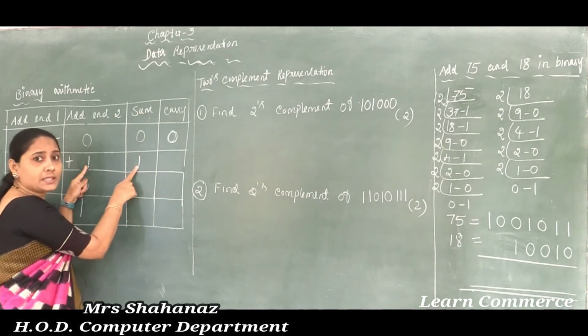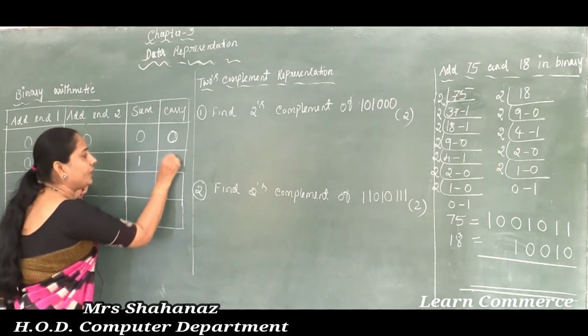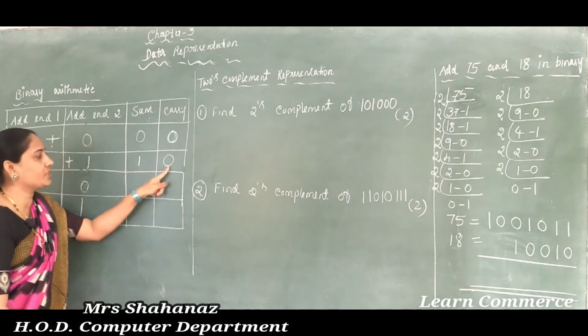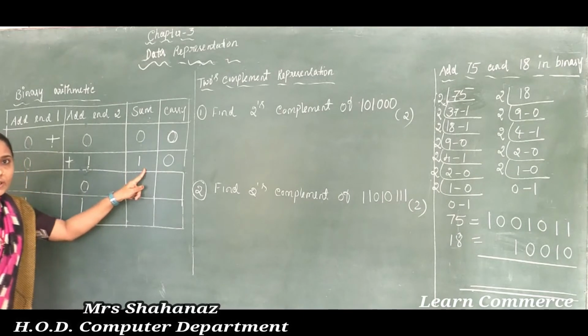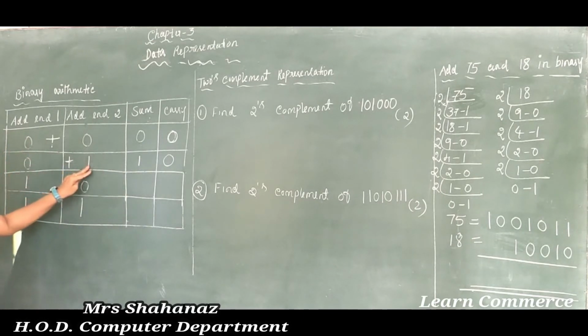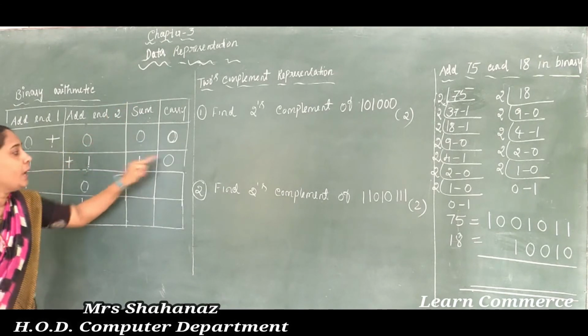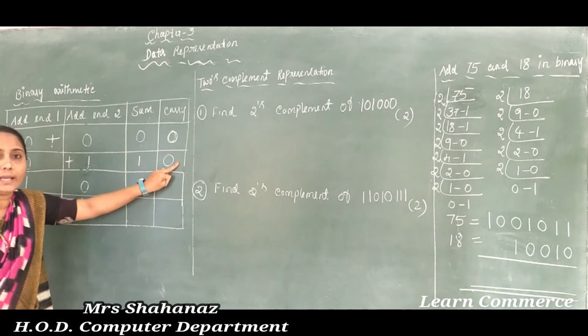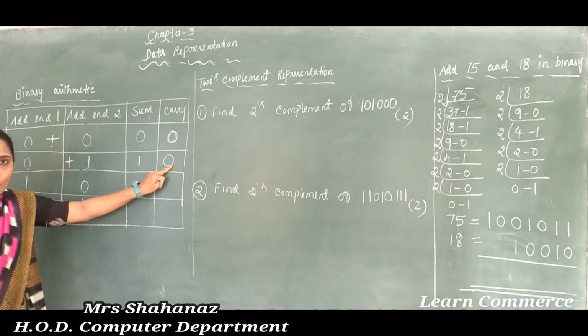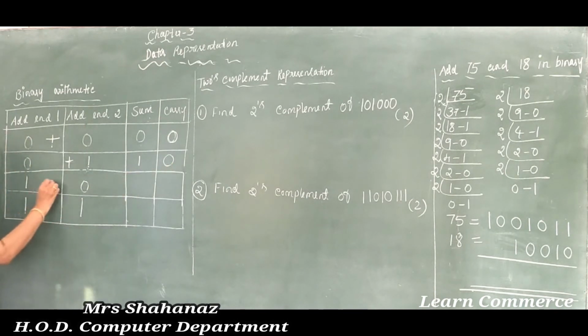Correct? See, the sum column is 1, but there is no carry, the carry value is equal to 0. Whatever the addition of the first and second column is, we have already written in our sum column, that is 1, but there is no carry, so the carry column is equal to 0. Later, like that only, the next value is 1 and 0.